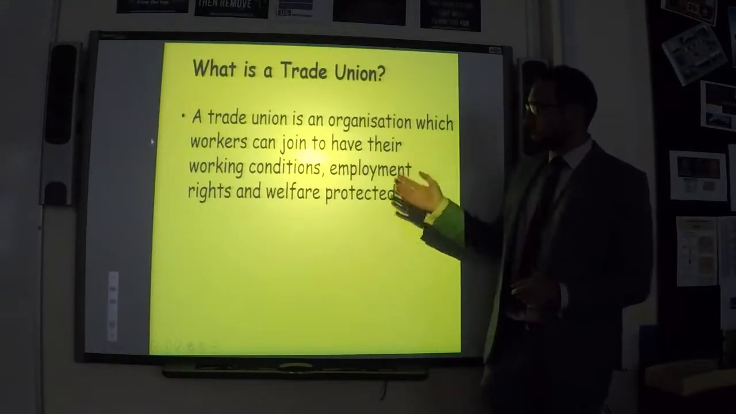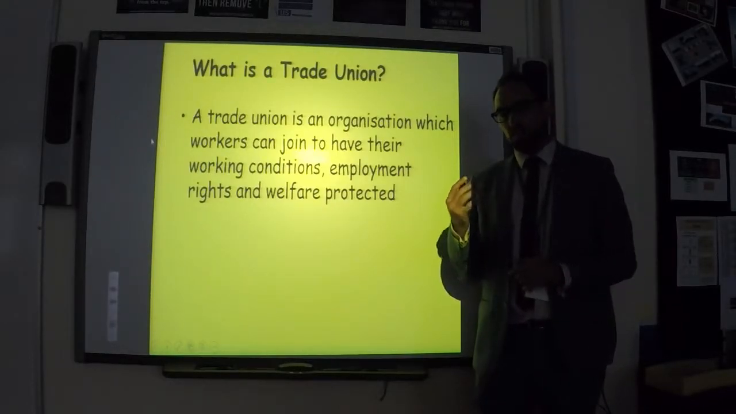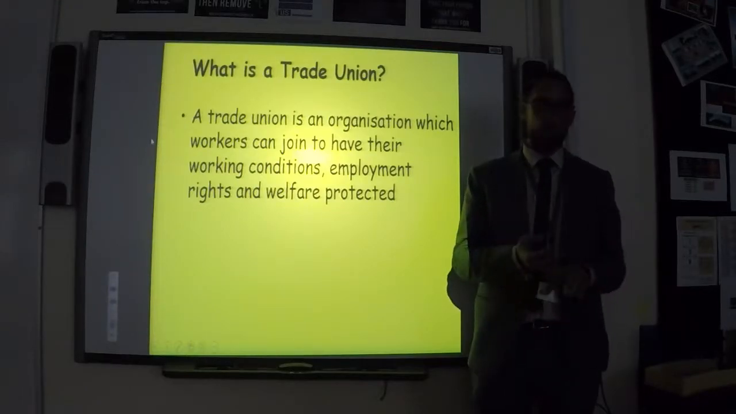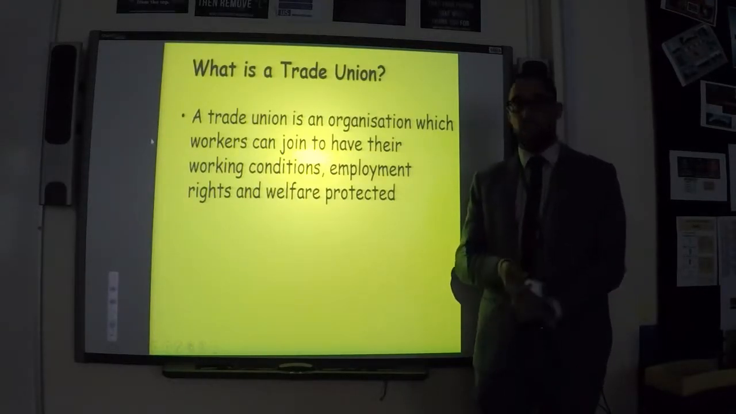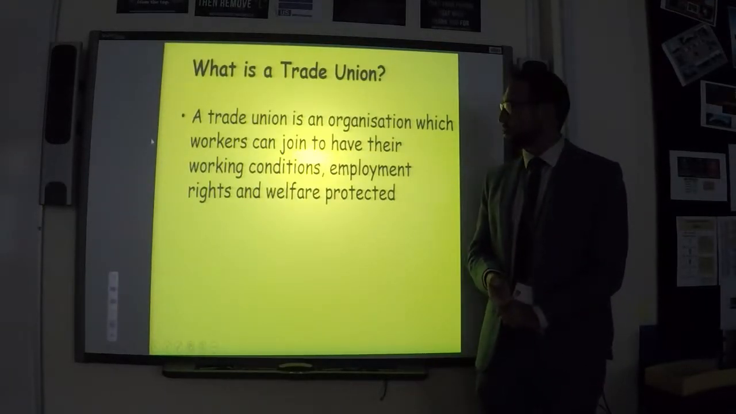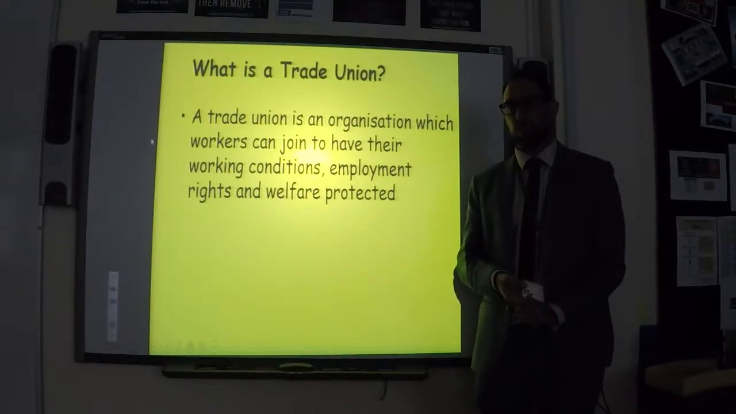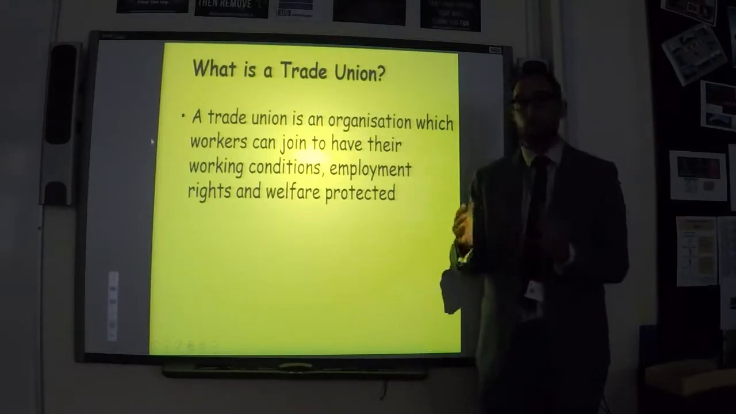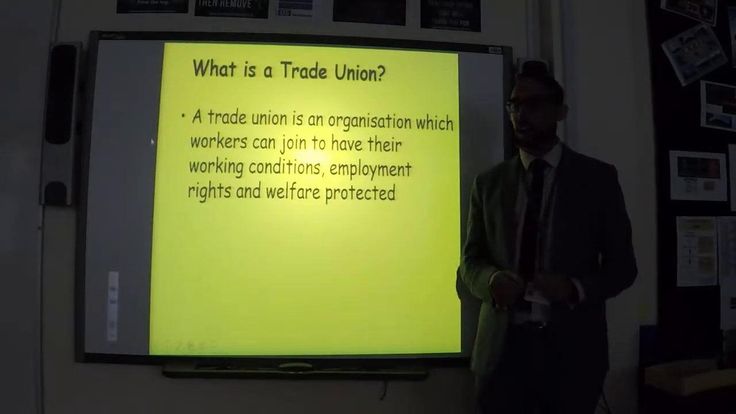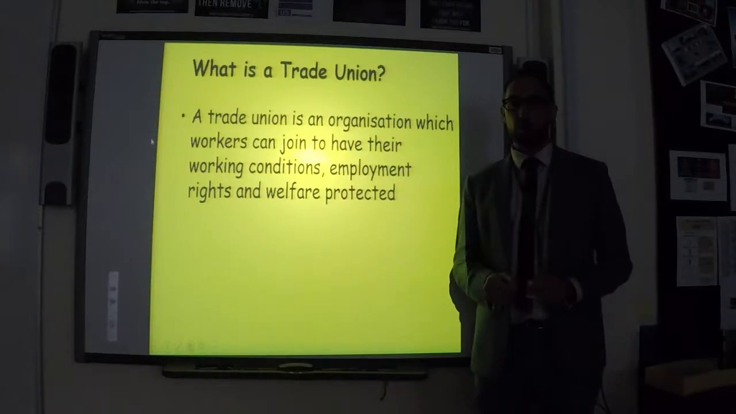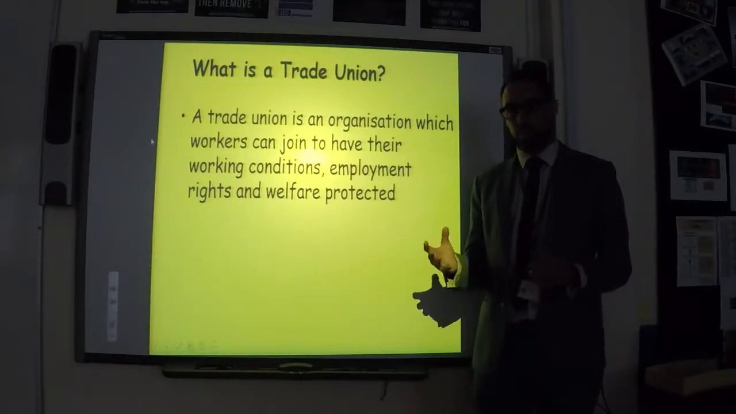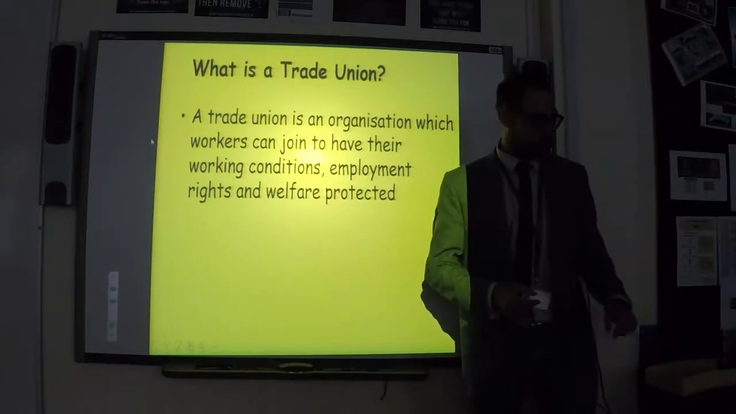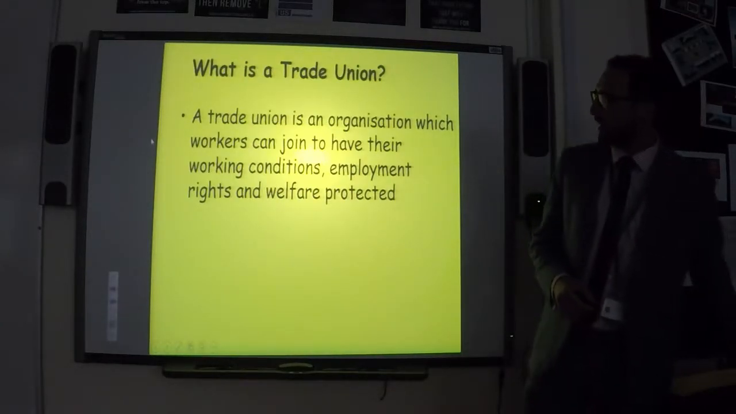Okay, so the workers join them, and the trade union is going to protect the workers' working conditions, their rights, try and get them a pay rise, and try and look after those workers that have joined the trade union. It's often called a workers' union as well. I don't know what it's going to be called in the exam. It could be a workers' union or a trade union. They are the same thing. So the trade union, the workers' union, is there to protect the workers. The workers join the union in order to have their rights protected.